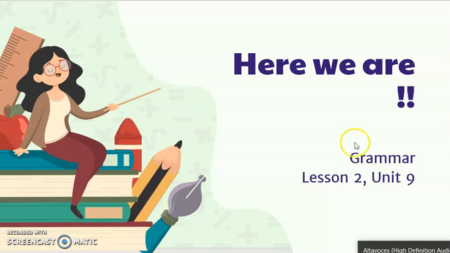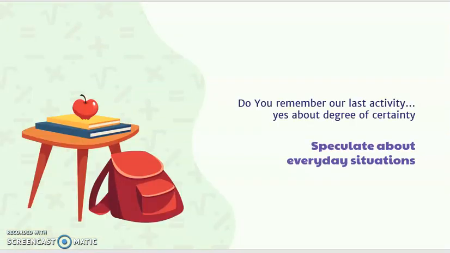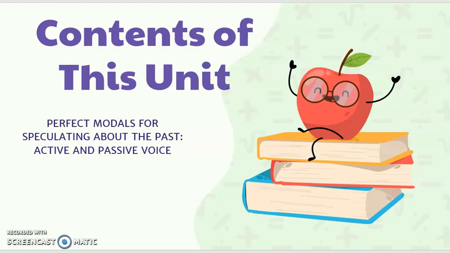So, as I told you, we are going to move to grammar in lesson 2 of unit 9. You can find this lesson on page 102 of your Summit textbook. Do you remember our last activity? Yes, about degrees of certainty. We were talking about speculating about everyday situations. And now we are continuing with this specific topic: perfect modals for speculating about the past.